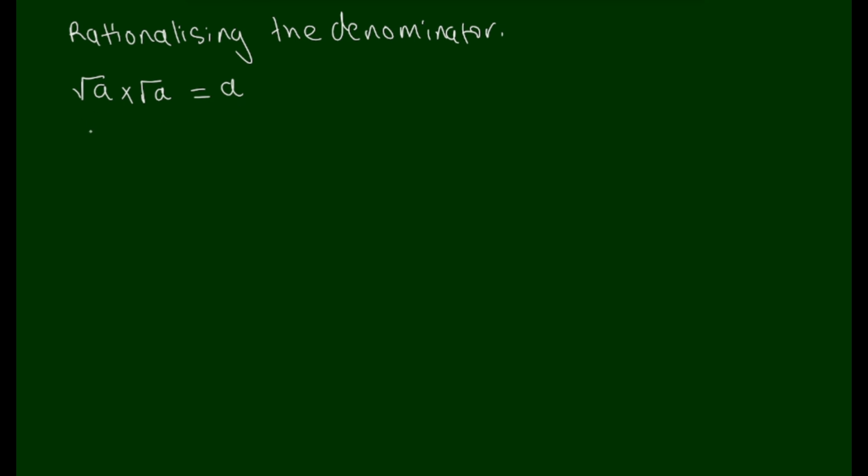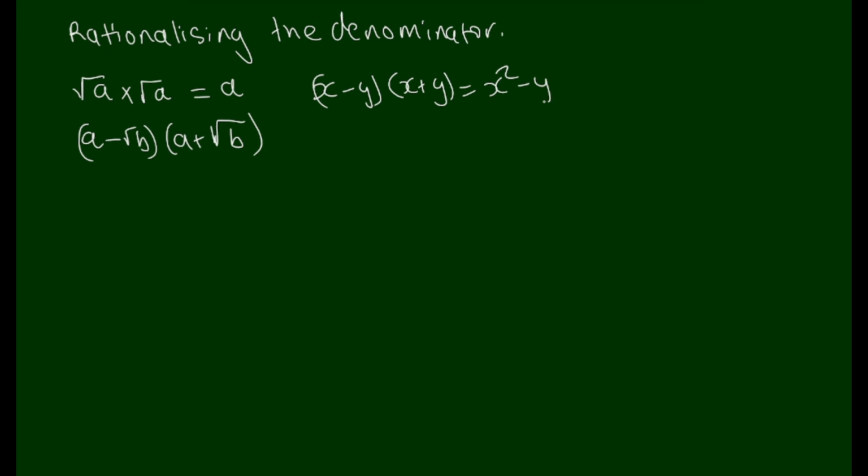The other thing, if you have an expression like this, let's say you have a minus square root of b, and then times a plus square root of b, like this. Do you see that we have these two binomials? If we multiply them, they give us what? Difference of two squares. Remember difference of two squares? x minus y, then x plus y is equal to x squared minus y squared.